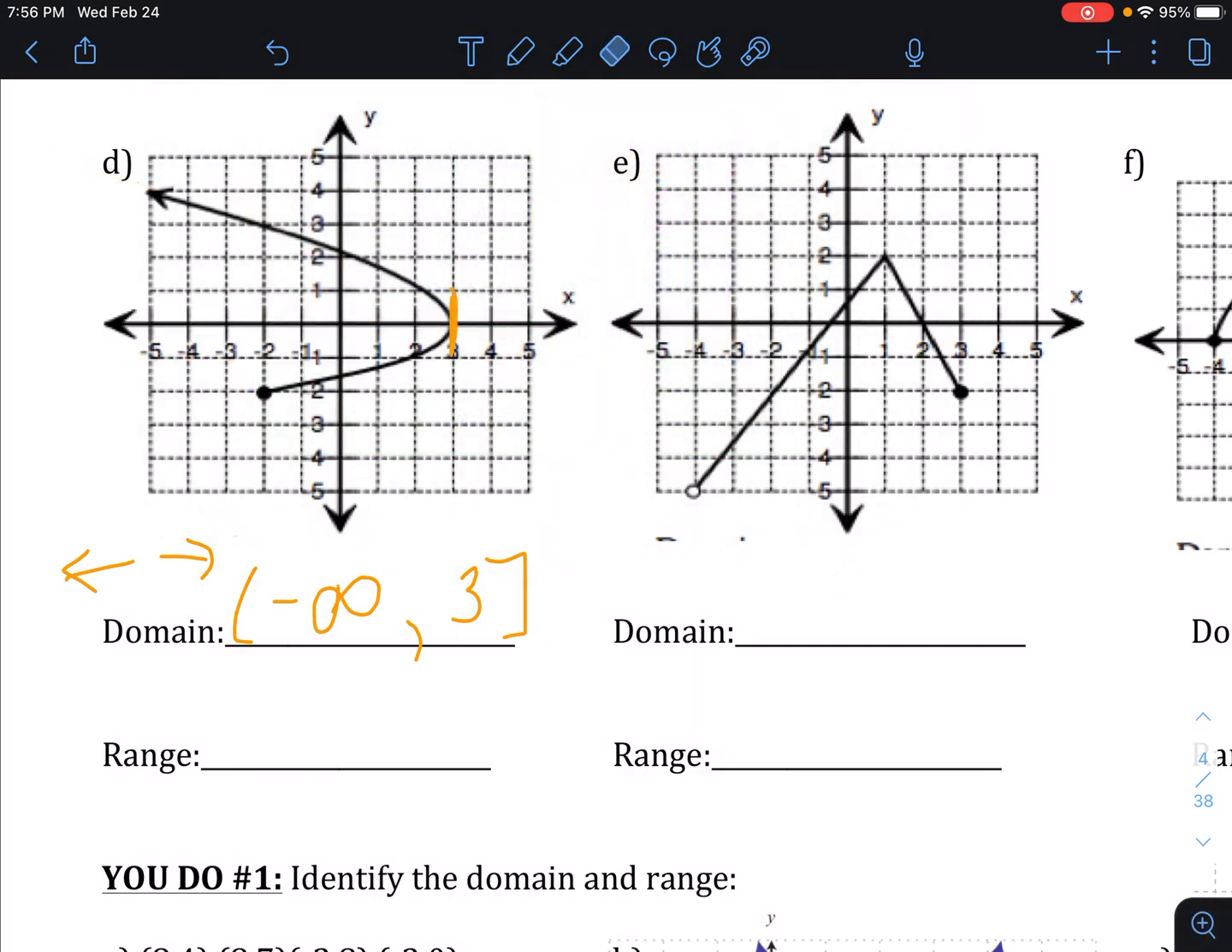Now on to the range values. Focus on the y-axis numbers, thinking lowest to highest. It goes down here at -2. And technically, a lot of people put 4, but it is going up forever. So it's going up to infinity, with the parentheses always for infinity.